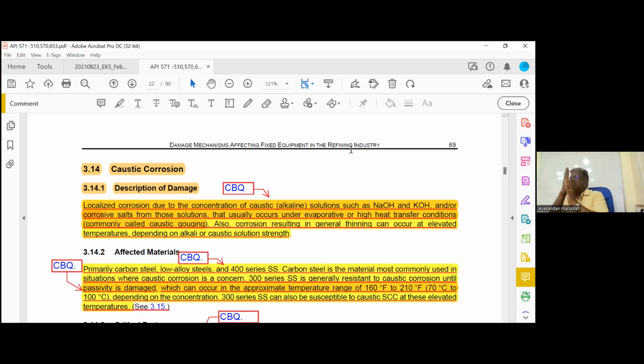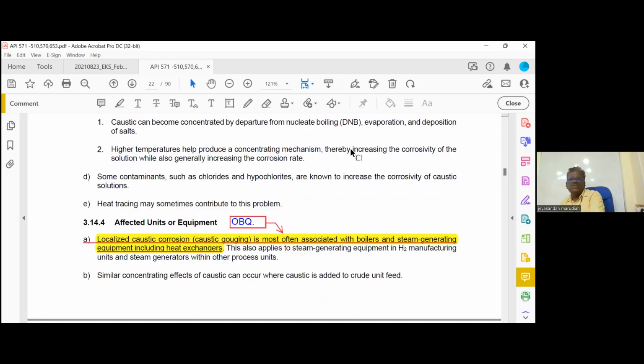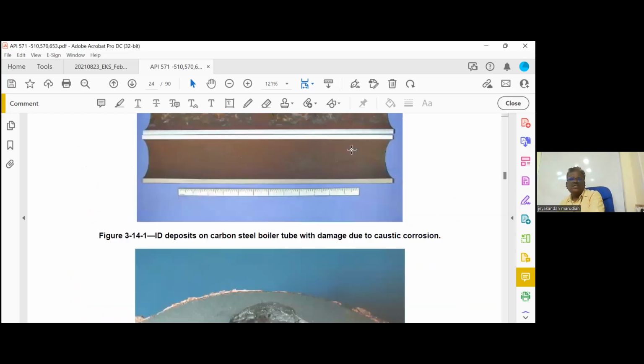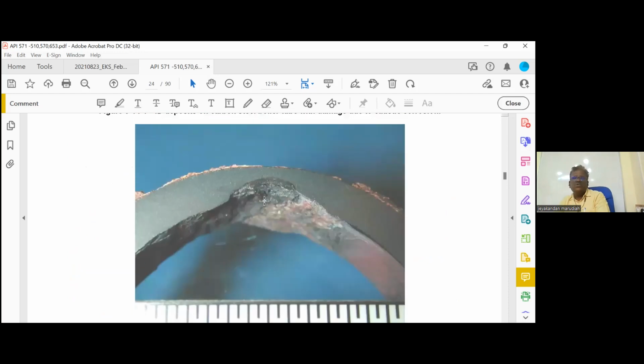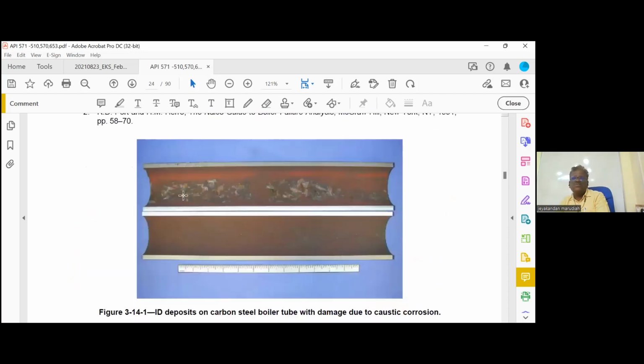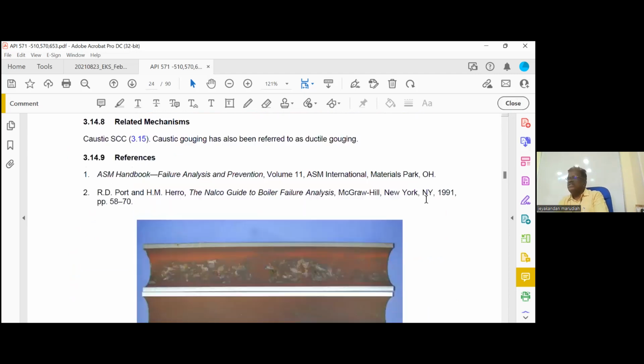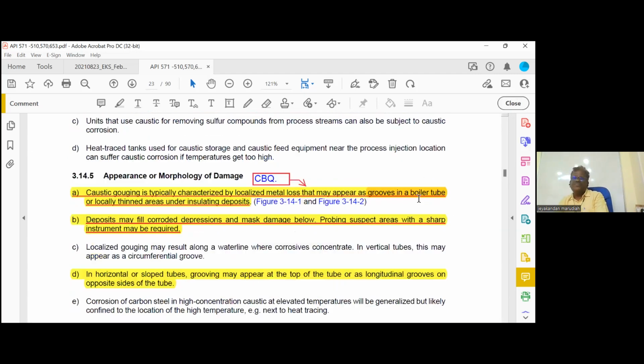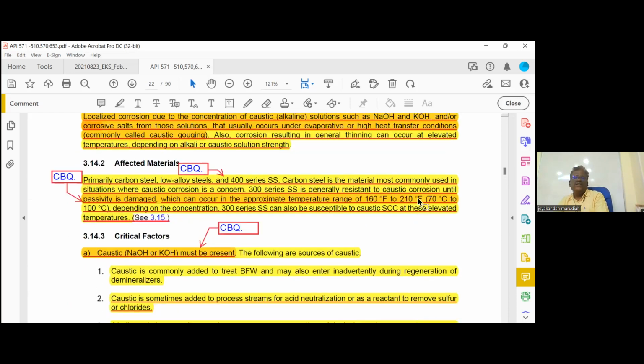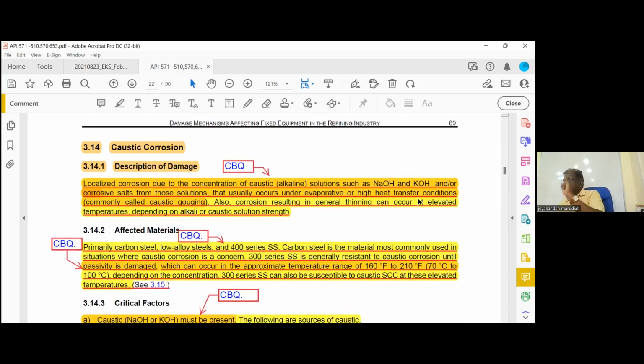Because it is moving inside the water tube, the corrosion also will be like a line. Many exams this question is asked. Caustic corrosion will appear as, the answer is, caustic gouging. Gouging means making a grooving. Grooving or gouging. See, it looks like this. It will be like the tube is cut, or if we take the tube and cut it, there will be continuous corrosion. That is called caustic corrosion or gouging. Now, which material will it affect? Carbon steel, low alloy steel, it will affect. Stainless steel. So why is stainless steel not corroding?